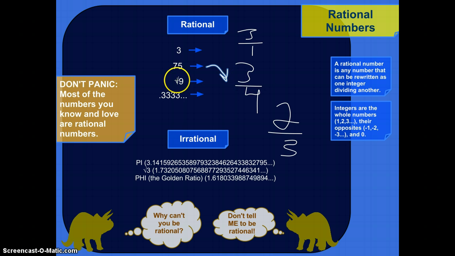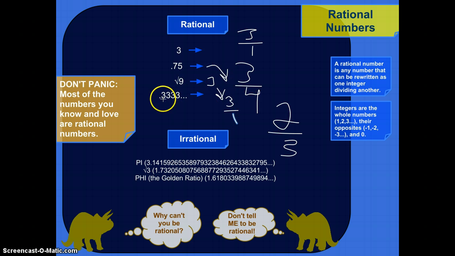Okay, what about the square root of 9? Don't be freaked out by the square root sign. If the square root is something that can be rewritten as one integer dividing by another integer, you're totally fine. So square root of 9 is 3, and 3 can be rewritten as 3 over 1. So square root of 9 is a rational number.